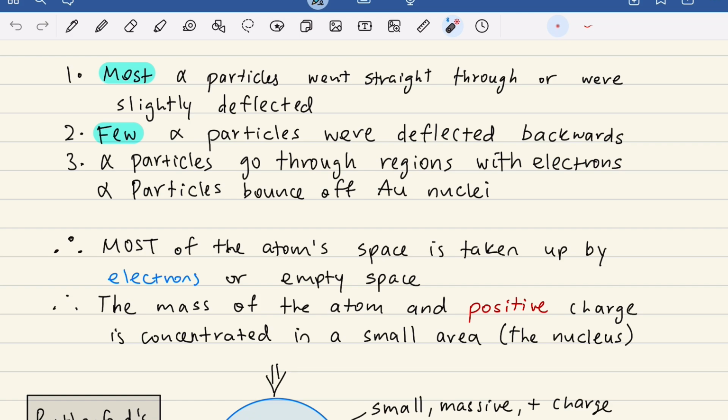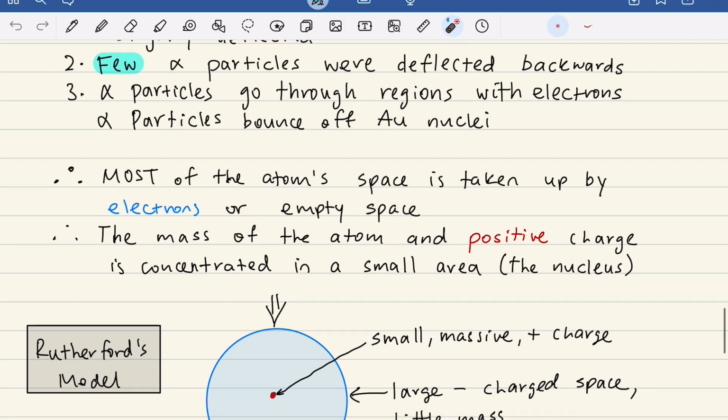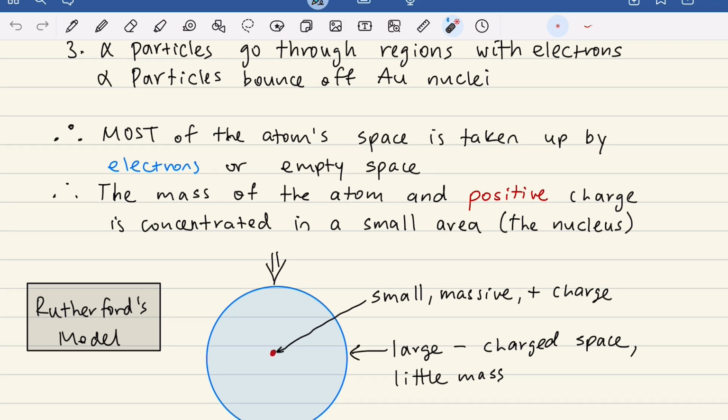And he also concluded that the majority of the mass of the atom and the positive charge would be concentrated in a very small area, which we know today as the nucleus. And so if we sketch this out, we get a model of the atom after Rutherford's discovery. There's a small, massive, and positively charged region, which I'm going to arbitrarily put at the center of the atom because that kind of just makes sense intuitively. And it's surrounded by a large negatively charged space, which contains electrons and contains very little mass by comparison with the positively charged region, the nucleus.